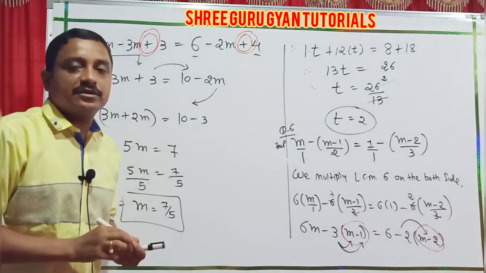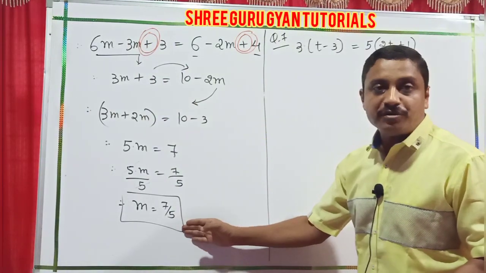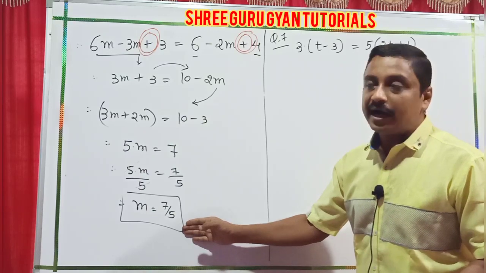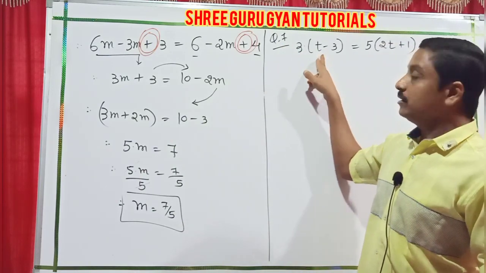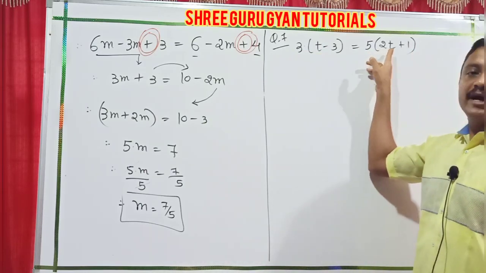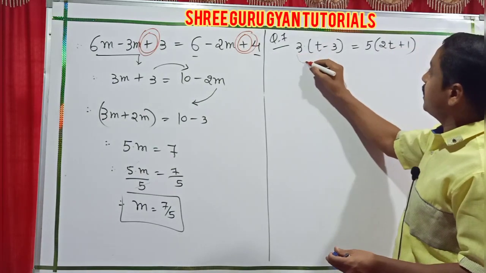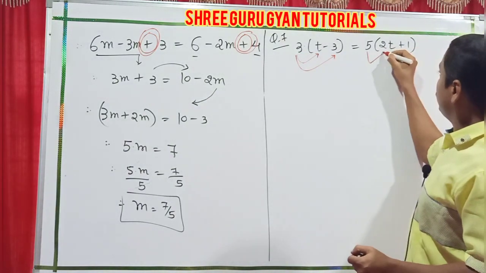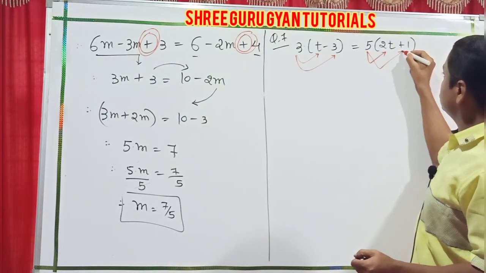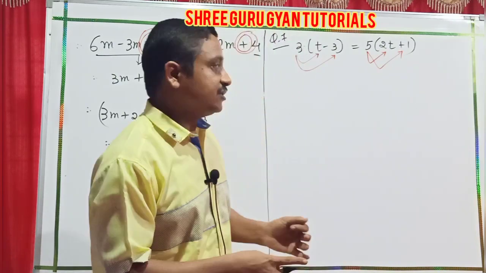Yes students. Now, after ending m is equal to 7 by 5, I move ahead to question number 7. Same as question 3, 3 times (t minus 3) is equal to 5 times (2t plus 1). Here also I just highlight, multiply 3 with t and 3, and 5 with 2t and 5 with 1. Simplify first of all, after that you get your answers.